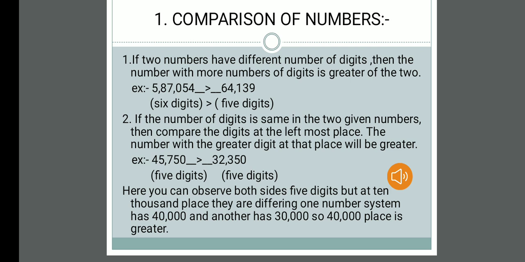The second rule, you can see, if the number of digits is same in the two given numbers, then compare the digits at the leftmost place. The number with the greater digit at that place will be greater. Now in the second example, I have taken both 5 digit numbers, 45,750 and 32,350. So automatically you can see here 45,000 is greater than 32,000. Here it is changing at the 10,000 place. In the first number it is 4, but in the next number it is 3. So automatically 4 ten-thousands is greater than 3 ten-thousands.